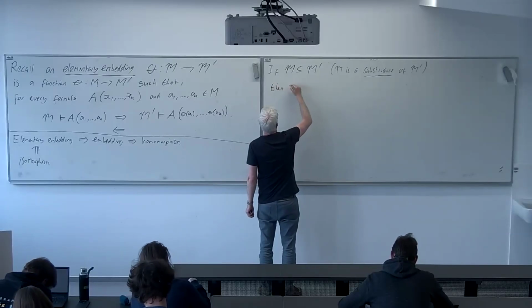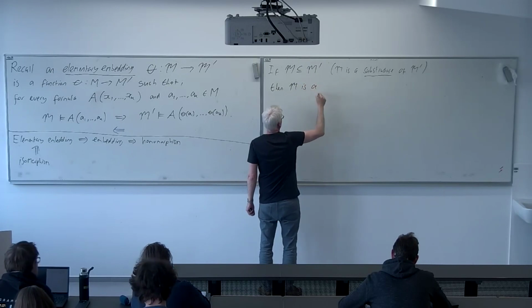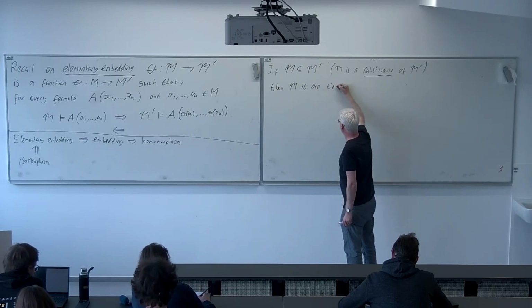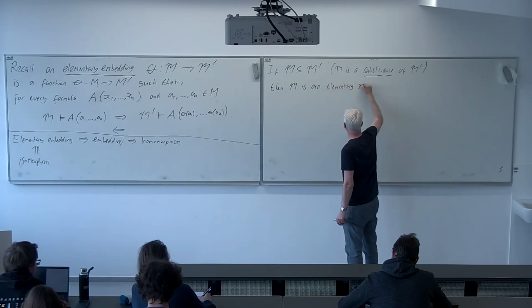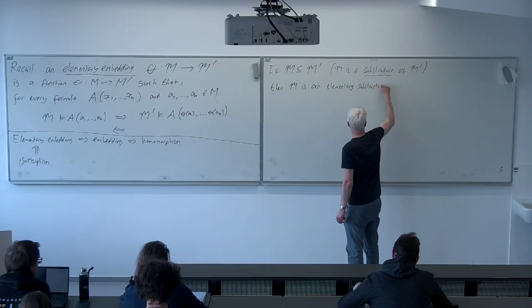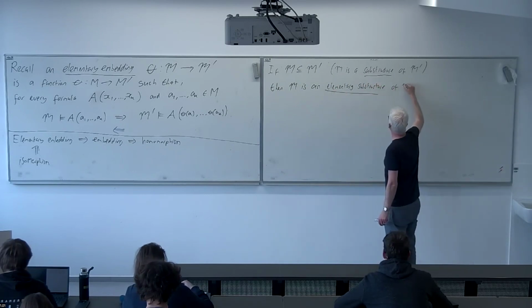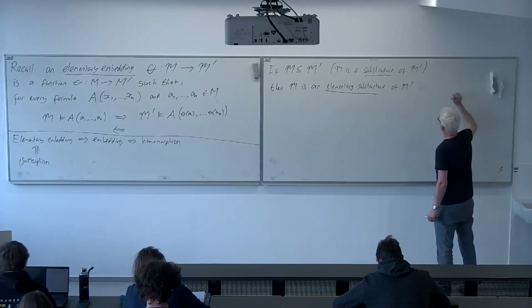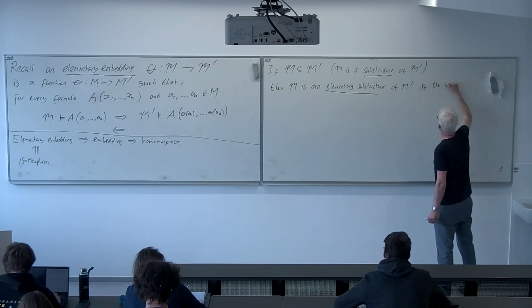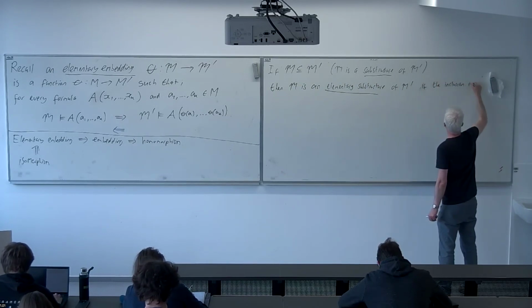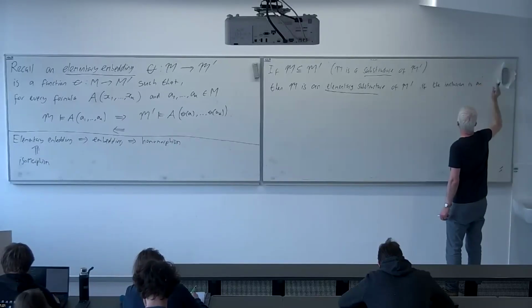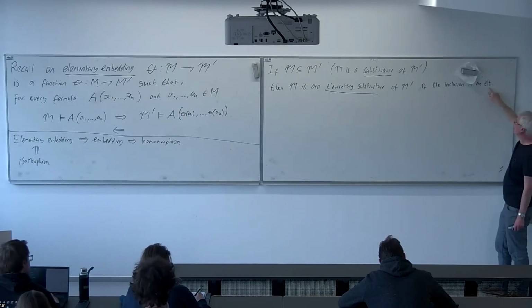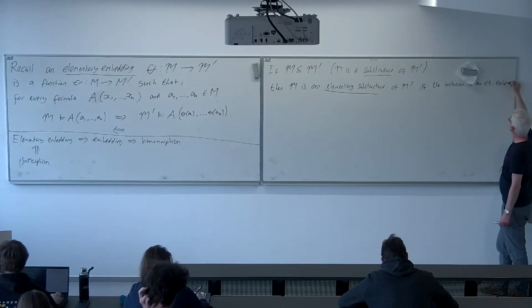then M is an elementary substructure of M prime if the inclusion is an elementary embedding.